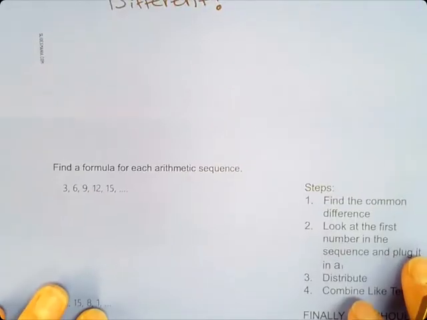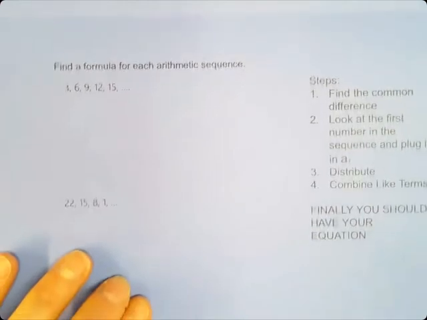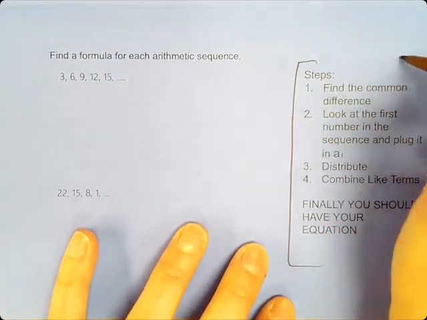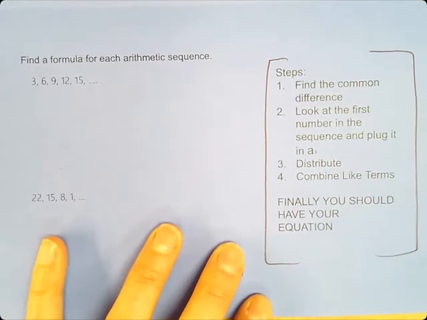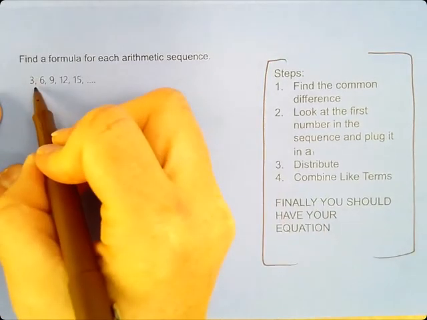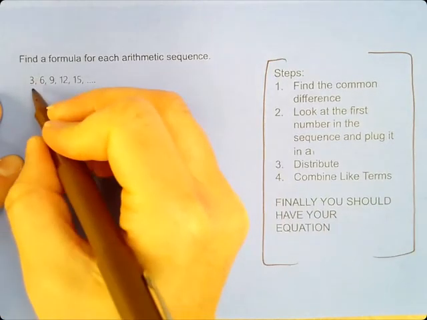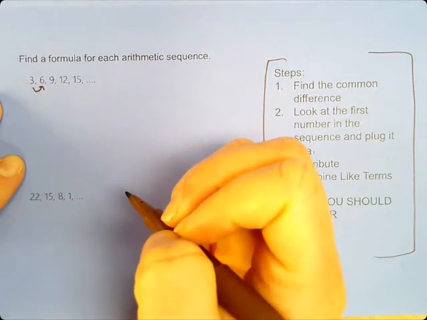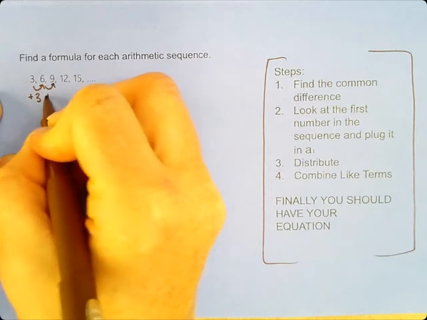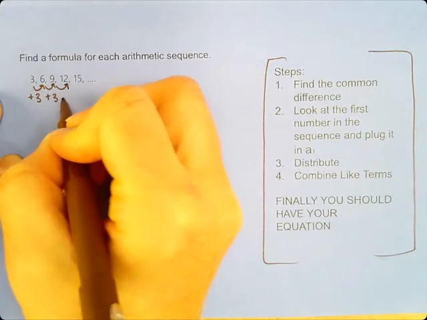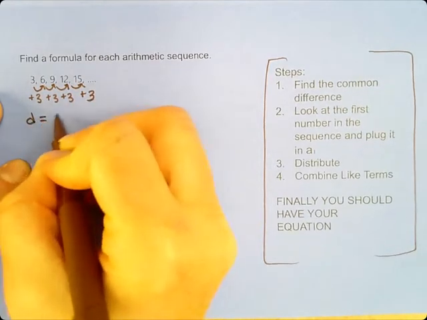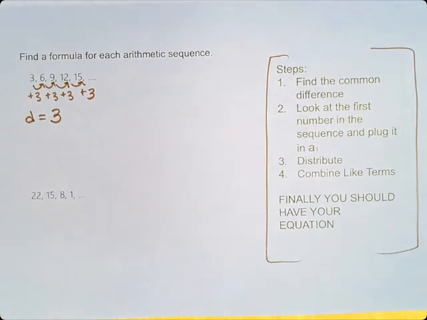Okay, let's look at the next one. Find a formula for each arithmetic sequence. So here are the steps over here. This is important. So number 1 says find the common difference. So let's look at 3, 6, 9, 12, 15. Common difference? 3 to 6 plus 3, 6 to 9, 9 to 12, 12 to 15. Okay, so our common difference, D, is plus 3. So we'll just put 3 there.